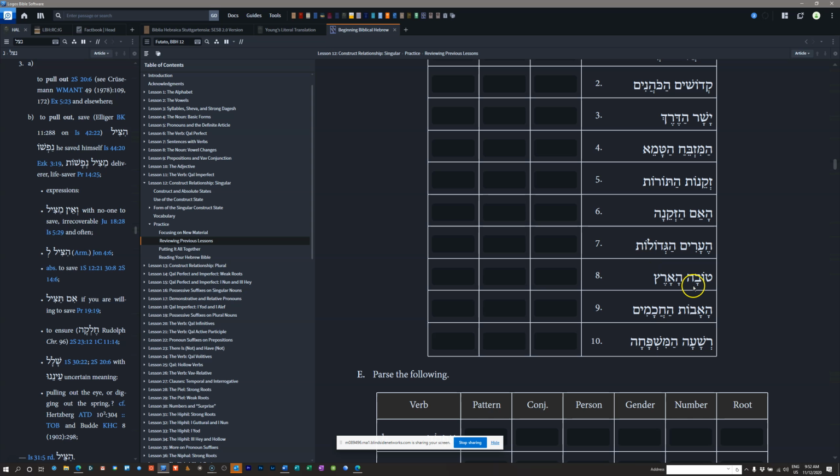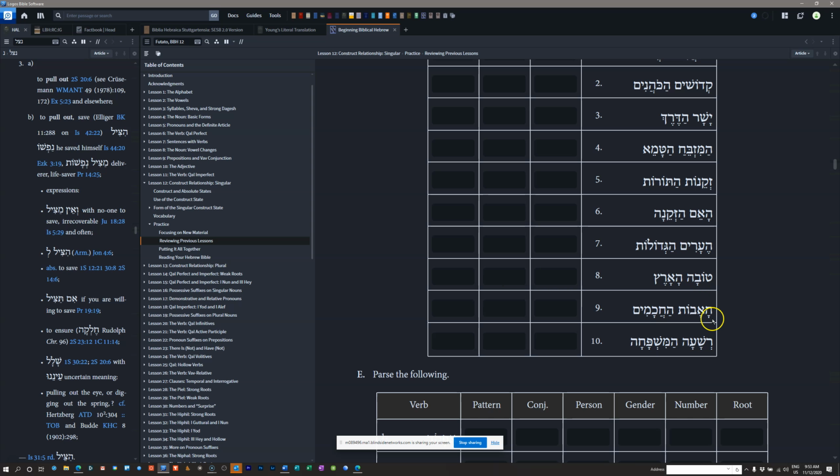Number 8, tovah ha'aretz. Here we have an article on the noun, but no article on the adjective, and the adjective precedes its noun, which would indicate that this is predicative. The earth is good, or the land is good. Looking at the adjective, we have a qamets hey, so this is feminine singular.